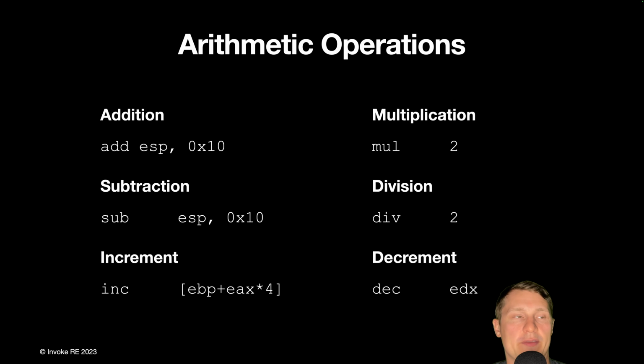So I know some of these might look daunting, especially the increment operation there with the base pointer plus EAX times 4, but that is a very common format. And once you start looking at some of these different patterns, they'll make a lot more sense, and the code that is being executed will make sense as well.